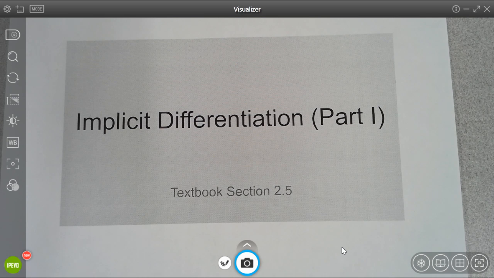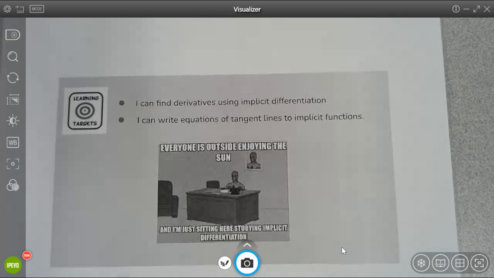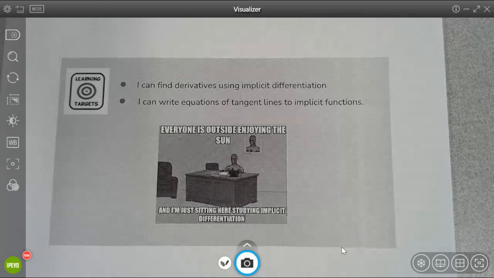In this video today, we're going to be looking at the basics of what is known as implicit differentiation. And all the work that we're going to be doing today is going to come from our textbook section 2.5. By the end of this video, you should be able to accomplish two things. You should be able to find derivatives using a new technique called implicit differentiation, and you should be able to also write equations of tangent lines to implicit functions.